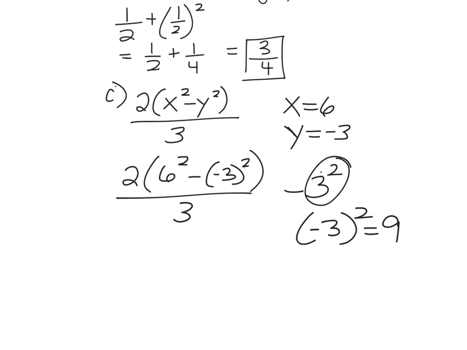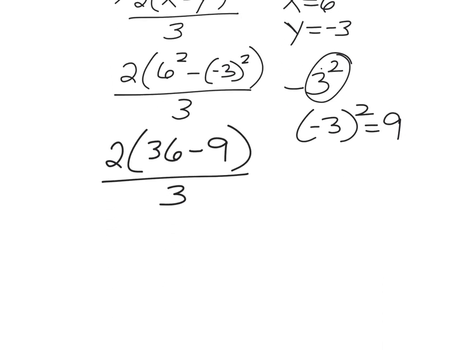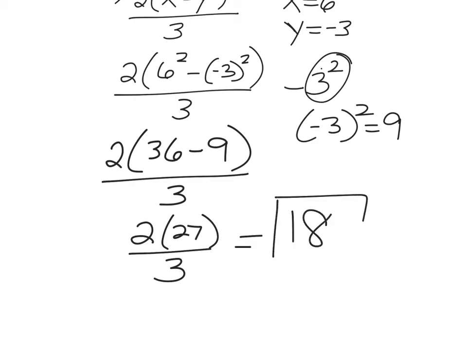Let's simplify this. Do you know what 6 squared is? 36. Good. Minus 9 over 3. Keep going. 36 minus 9? 27 over 3. And you can go 2 times 27 divided by 3, or you can go 3 goes into 27 9 times, 2 times 9, 18. Good. Try to put a circle or a box around it when you get the correct answer.